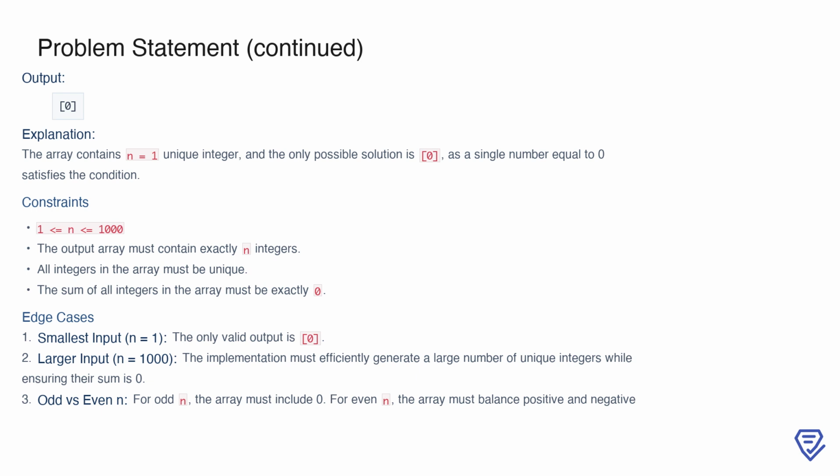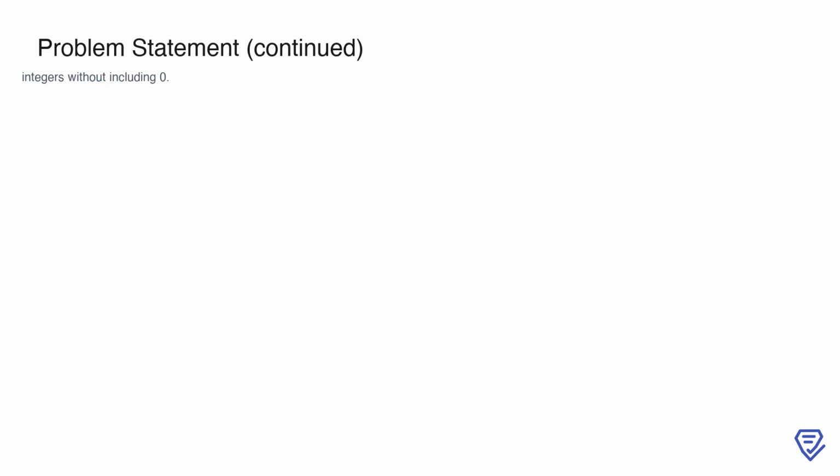Additionally, the problem comes with constraints to guide your solution. Specifically, the value of n will always be between 1 and 1000, inclusive. The output array must contain exactly n integers, all of which must be unique, and their sum must strictly equal 0. Now, let's consider some edge cases to understand the problem better.